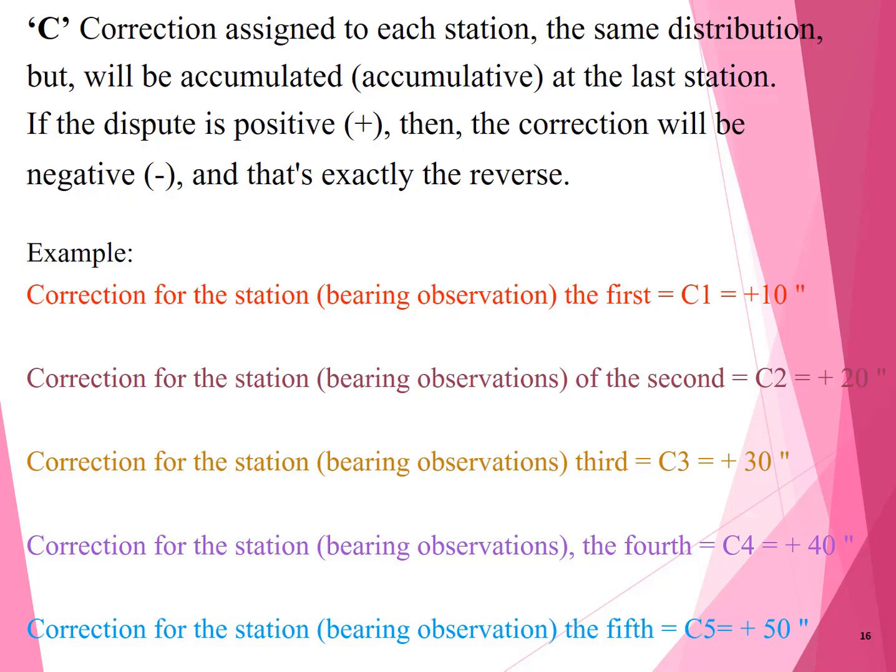Example, correction for the first station bearing observation, C1 equals plus 10 seconds. Correction for the second station, C2 equals plus 20 seconds. Correction for the third station, C3 equals plus 30 seconds. Correction for the fourth station, C4 equals plus 40 seconds. Correction for the fifth station, C5 equals plus 50 seconds.